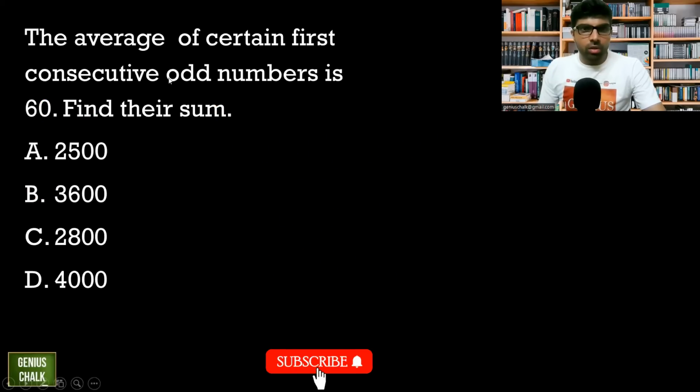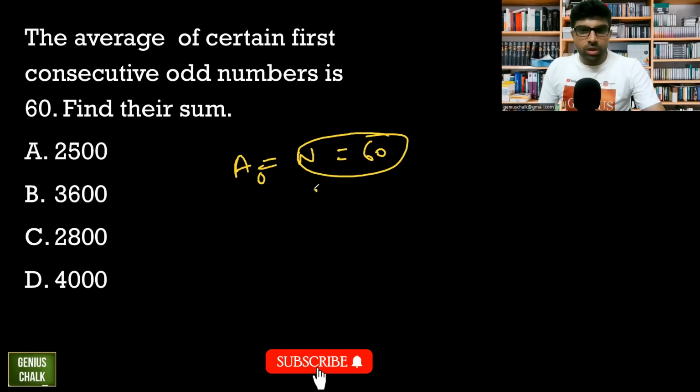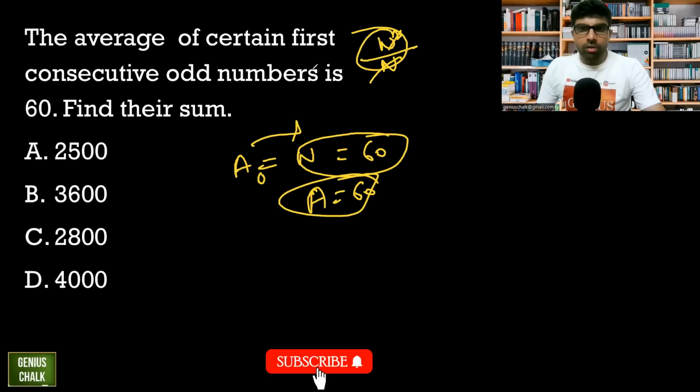Average of certain first consecutive odd numbers is 60. So again, average of odd numbers is n only. So if this is 60, that means the number of terms is also 60 and average is also 60, because we know the average of n odd numbers is n, because the sum is n square. Dividing it by n, we are left with only n. So what is the sum? Sum is equal to average into number of things. So 60 into 60, it is B.